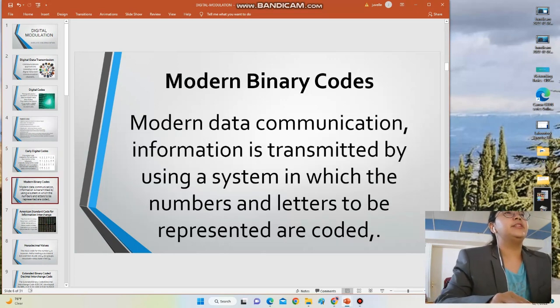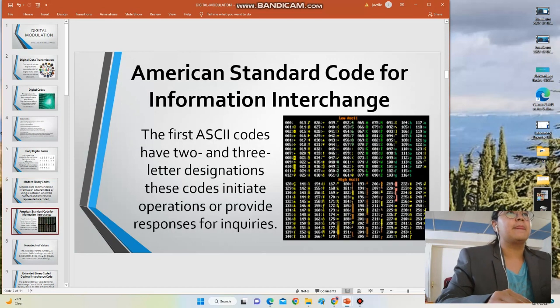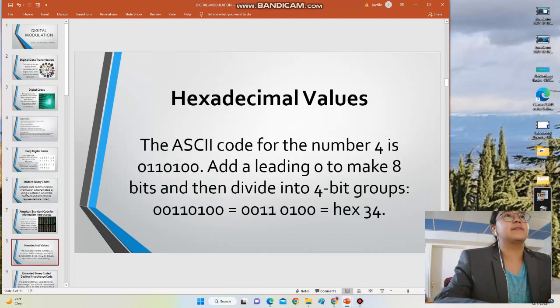Modern binary codes. In modern data communication, information is transmitted by using a system in which the numbers and letters to be represented are coded. This is the American Standard Code for Information Interchange. The first ASCII codes have 2 and 3 letter designations. These codes initiate operations or provide responses for inquiries.